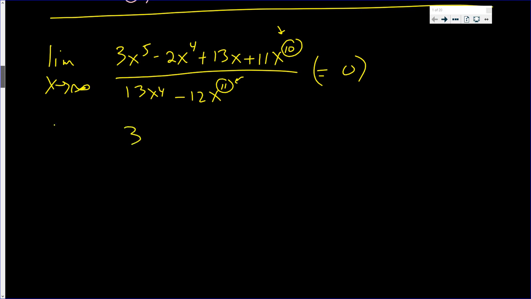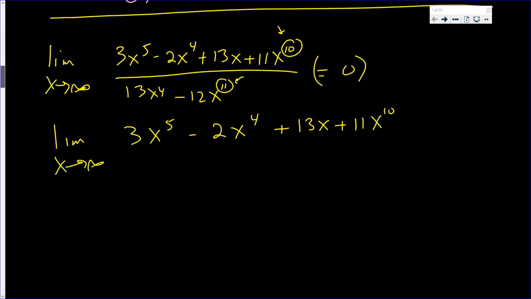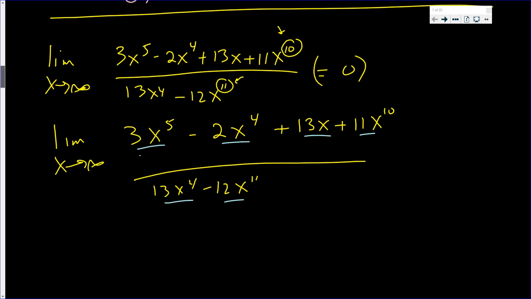So what we're going to do is divide each term by x to the 10th, the smaller of the two. Okay, all over 13x to the 4th minus 12x to the 11th. And we divide each and every term in the numerator and the denominator by x to the 10th, the smaller of the two leading powers.